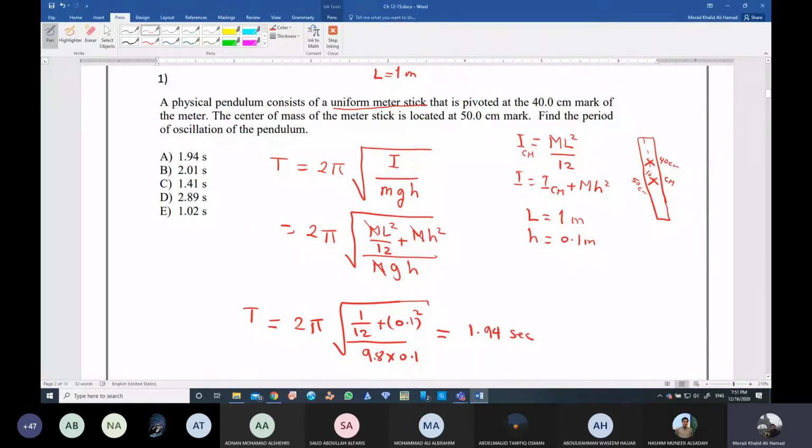Okay, Shabab, the answers. Now, since we have this answer, we need to find it in the choices. We can find it here, so our answer is correct.